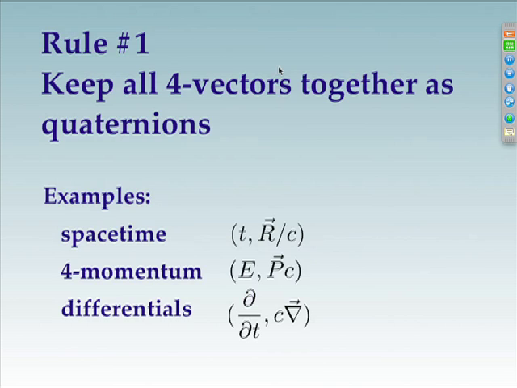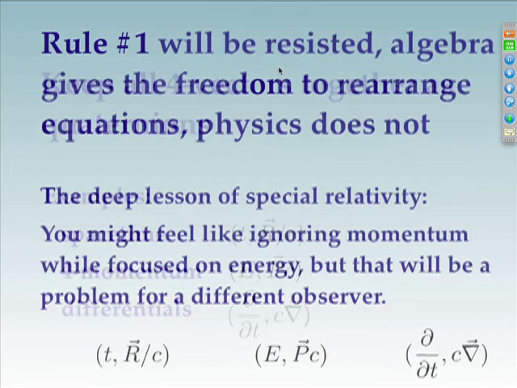So rule number 1 is to keep all 4 vectors together as quaternions. Examples would be spacetime: you've got the time element and the space part, and they're together. For momentum, the energy and momentum together. And differentials. Turns out that's a very simple statement to make. There's nothing apparently radical, and believe me, I'm not going to get along with all the books I've recommended. People like to think about energy and not concern themselves with momentum. Or if they do, they'll put it on the other side. That happens all the time.